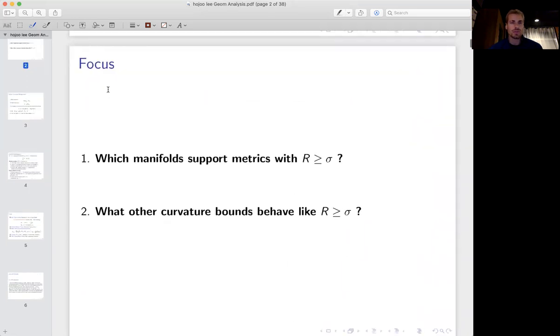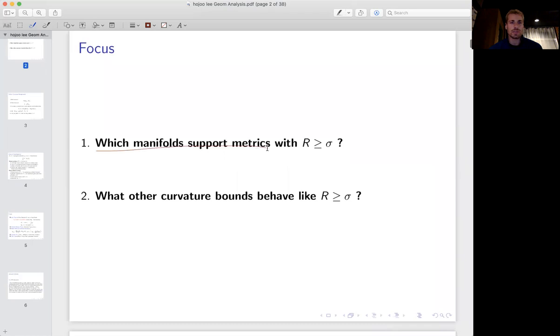So, what's the focus? Well, two questions really. Which manifolds support a metric with lower bounds on scalar curvature? This sigma could be negative, could be zero, could be positive, doesn't matter. The question is interesting in all situations. And the other question will be, what other curvature bounds behave like a lower bound on the scalar curvature?